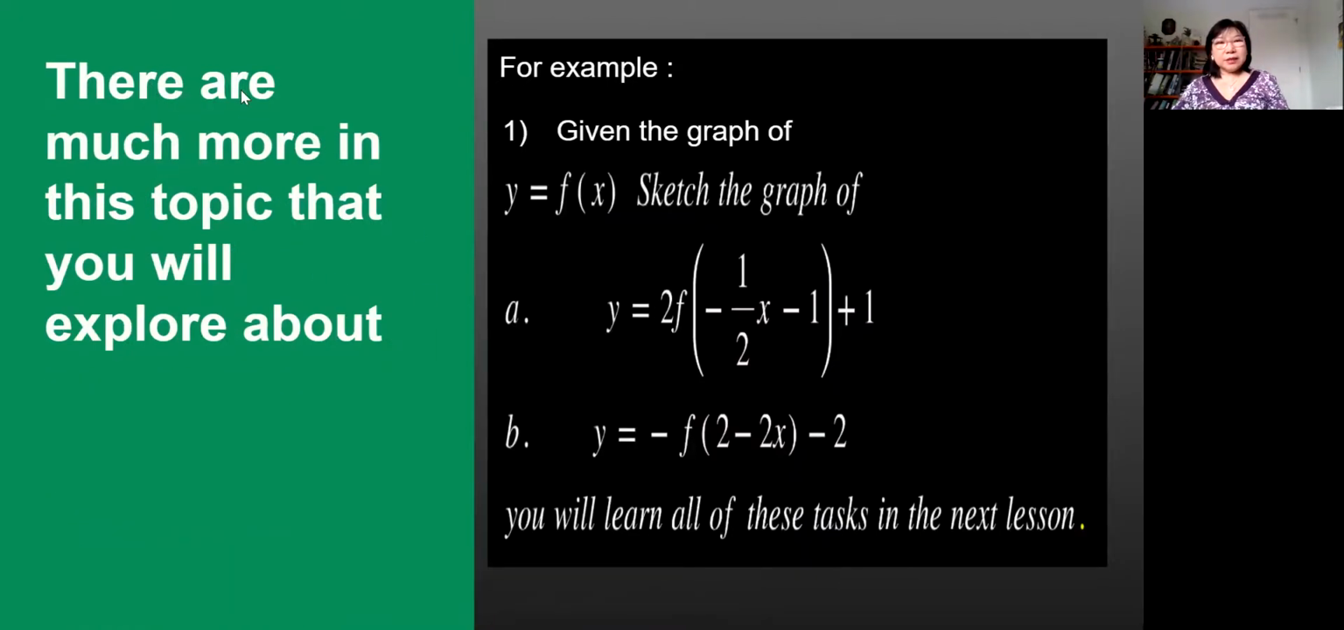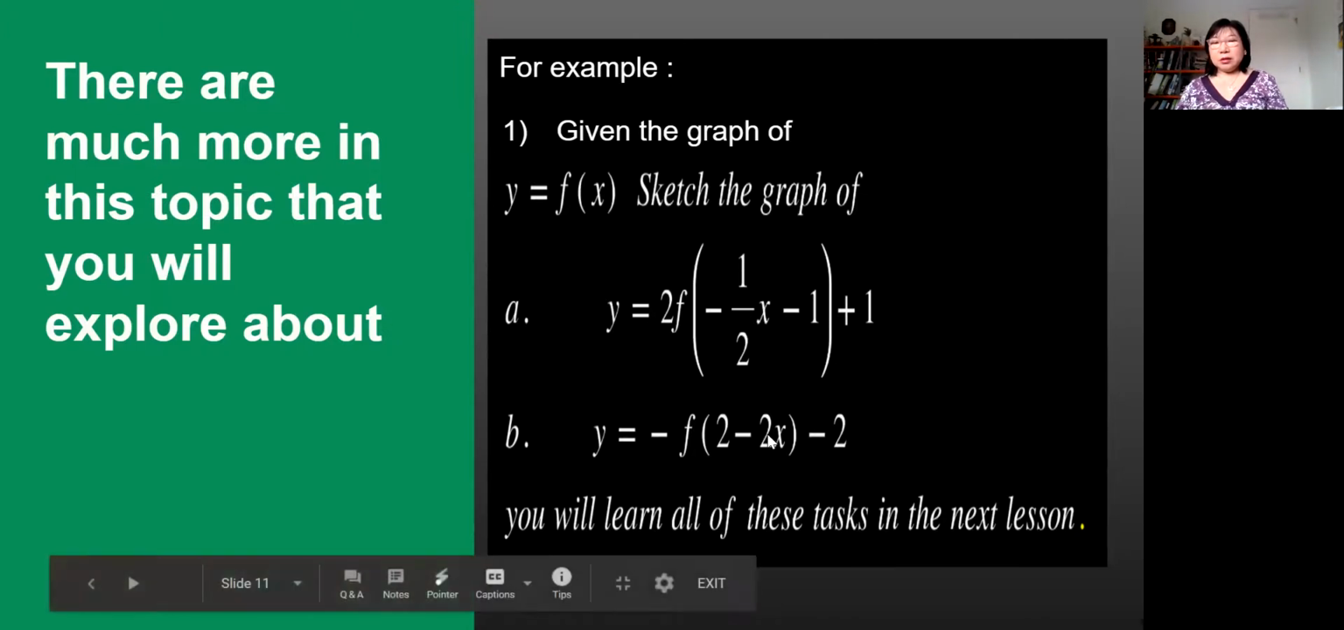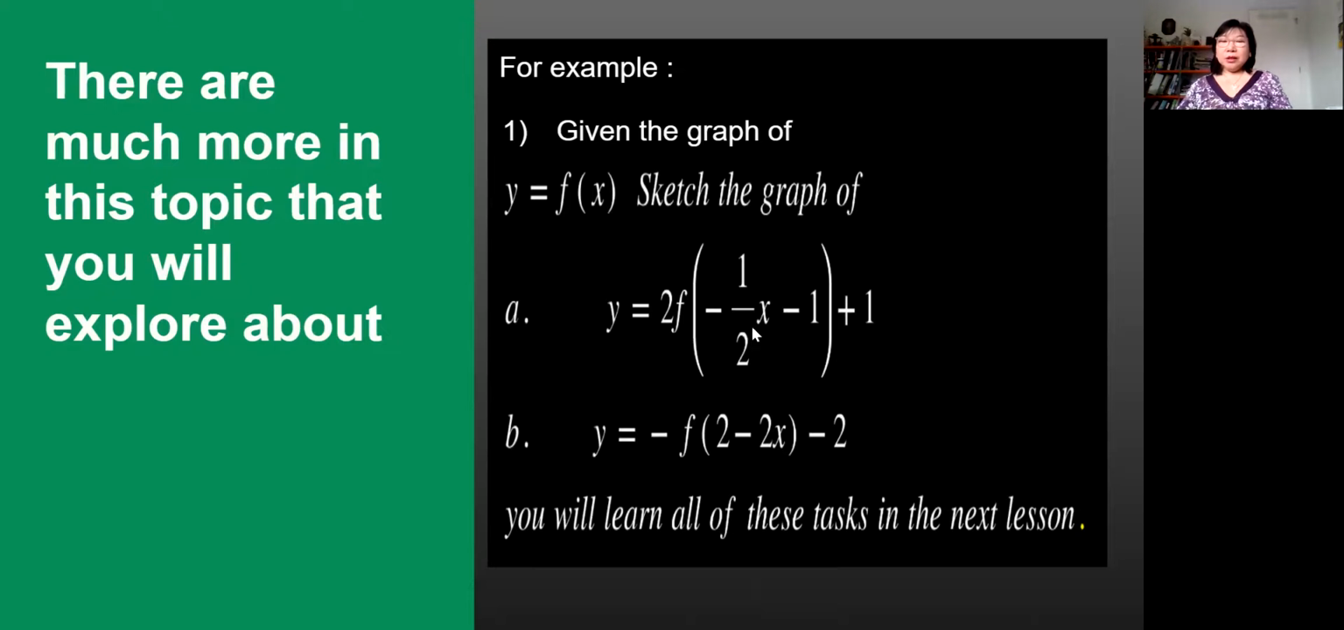Now, in the next slide, I said that there is much more in this topic that you will explore. For example, given the graph of y equals f of x, sketch the graph of the equation y equals 2f of minus 1/2 of x minus 1, plus 1. If you look at this information, you can interpret this transformation as a vertical stretch by a factor of 2, horizontal stretch, not compressed, because we are talking about 1 over b. So it will result in 2x instead of half of x like this, right? So it reverses, you can see that in front of the x.